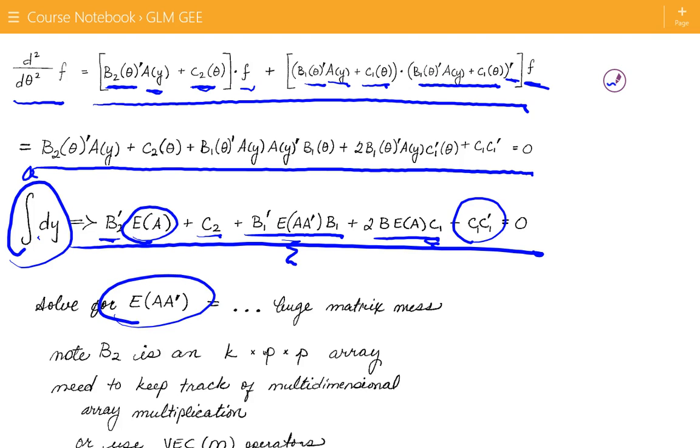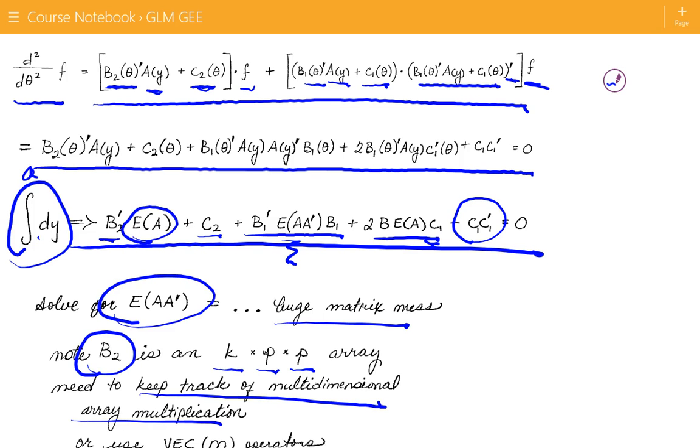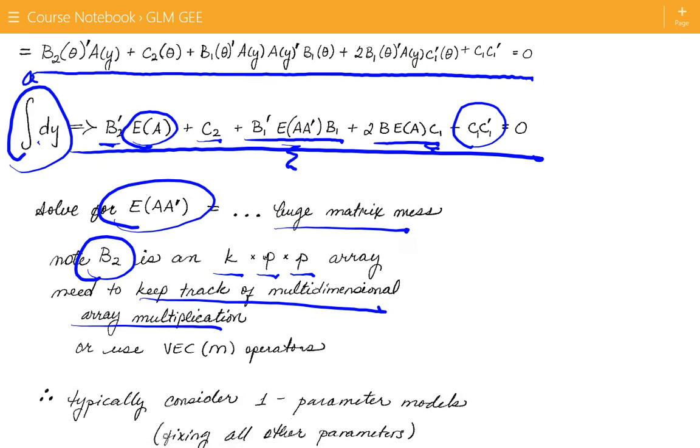And this is a huge mess. The reason is that this matrix is really a multidimensional array of derivatives, and it is in fact a k by p array. You need to keep track of a multidimensional array of factors, and we can do that. It's just a higher order way of dealing with matrix multiplication. It's kind of array multiplication.